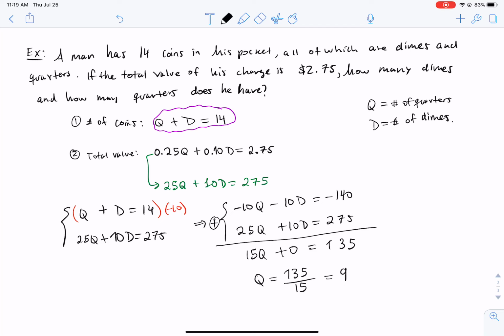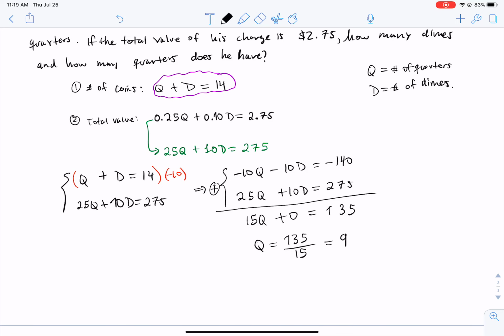So now we know that the number of quarters is 9. Number of quarters equals 9. But what about the number of dimes? We know that Q plus D equals 14. We know that you have 9 quarters, so you must have 5 dimes. And let's check this out, because this is easier to check.